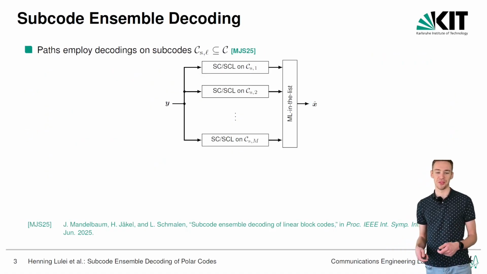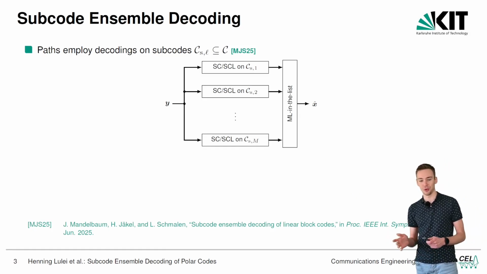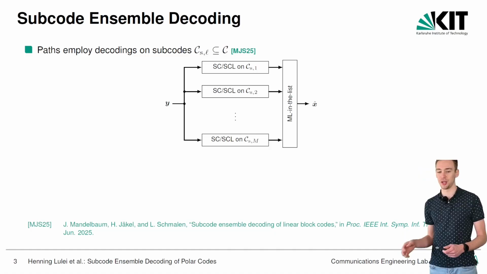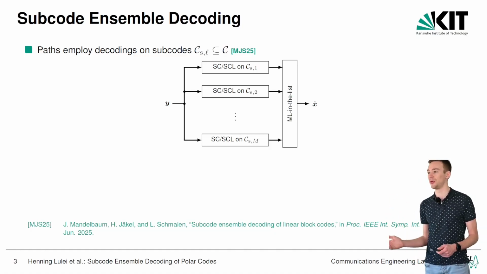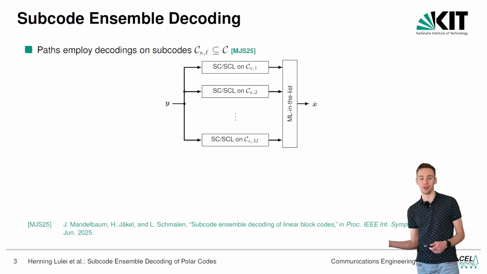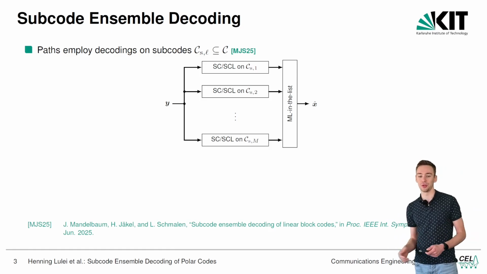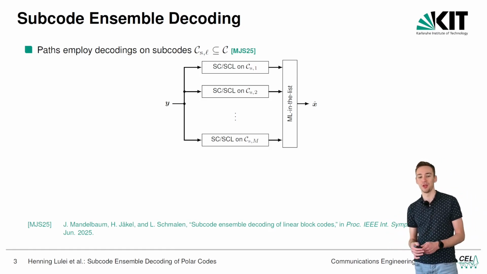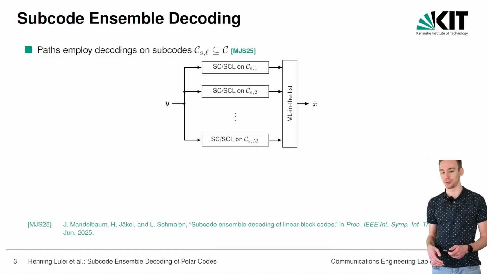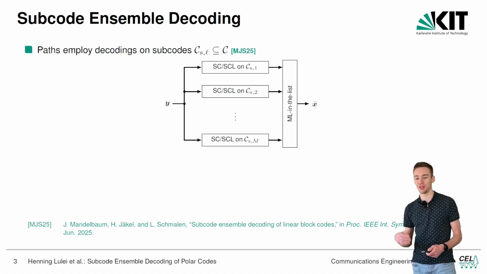So let's go in depth into the subcode ensemble decoder. Right here we have our standard polar ensemble decoder, where in each path we have an SC or SCL decoder. However, they do not operate on the original code, which was used for encoding, but rather on a subcode of that original code. And these subcodes are ideally different, so each path might yield a different code word. Then in the end, we collect all of these code words and select the one which is the most likely.